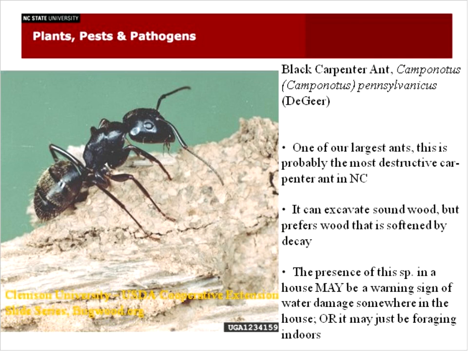by decay. Now, if you have black carpenter ants in your house, this is possibly a warning sign that you've got some water damage somewhere, in other words, a leak of some kind, whether it's an internal leak from a pipe or an external leak from a gutter or a roof that's causing some sort of decay in wood somewhere. This is a possible warning sign.